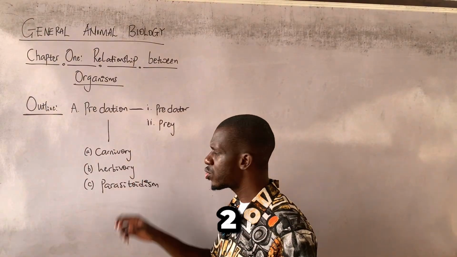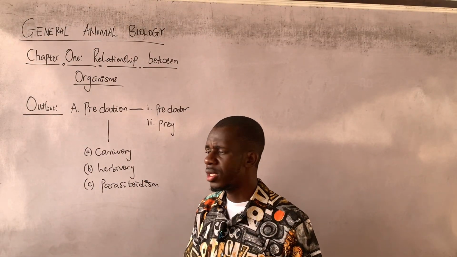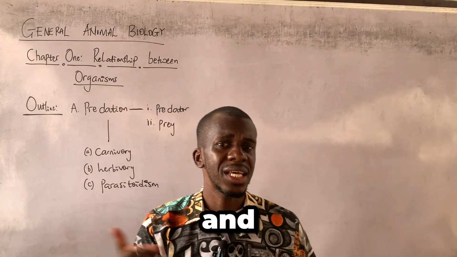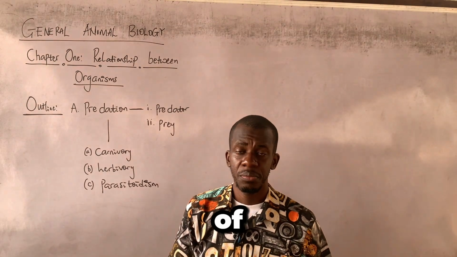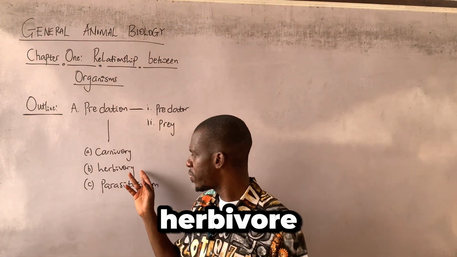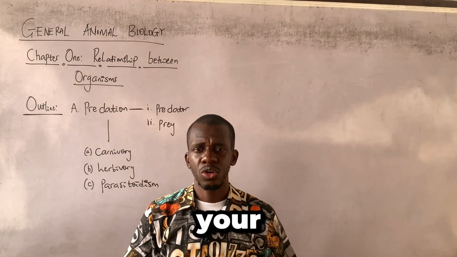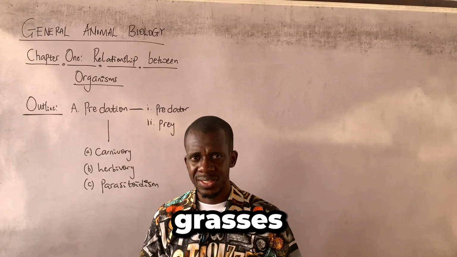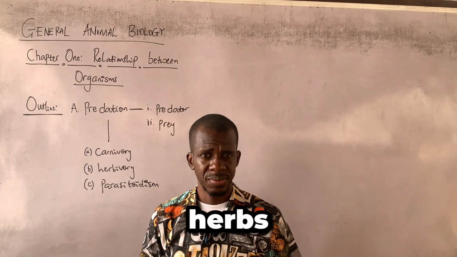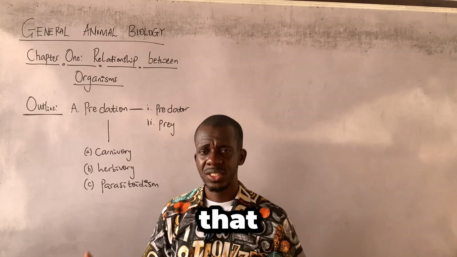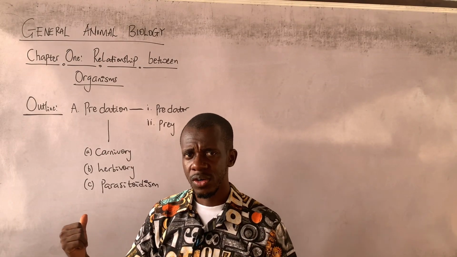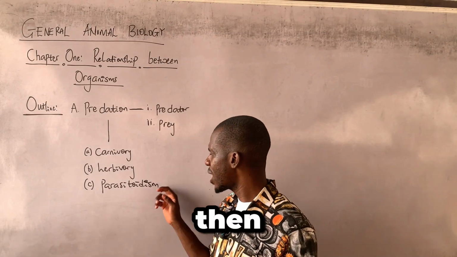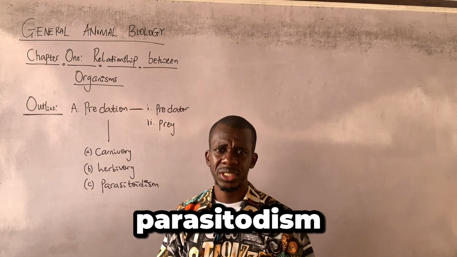Okay. Number two, we have herbivory. In herbivory, this kind of predation is between a plant-eating animal and a plant. Yes, it's a kind of predation. So in herbivory, we have animals like your cattle, your bull, your cow. They don't feed on flesh. They feed on plants. They feed on grasses. Yes, they eat shrubs and herbs. You see that now? Good. So that is what we call herbivory. We find this relationship among plant-eating animals. Are you there? Then lastly, we have what is called parasitoidism.